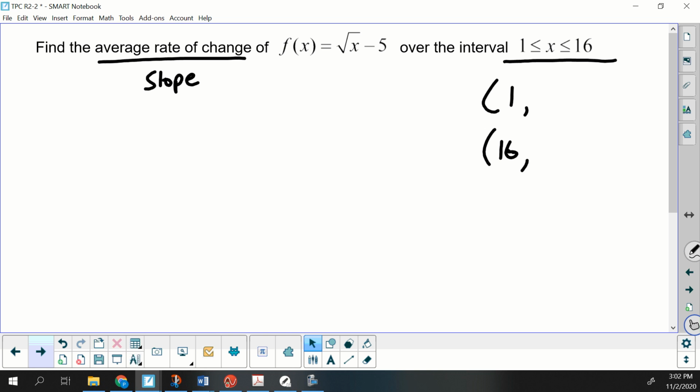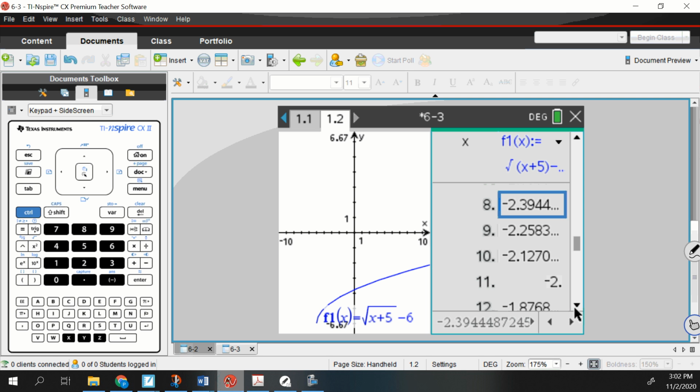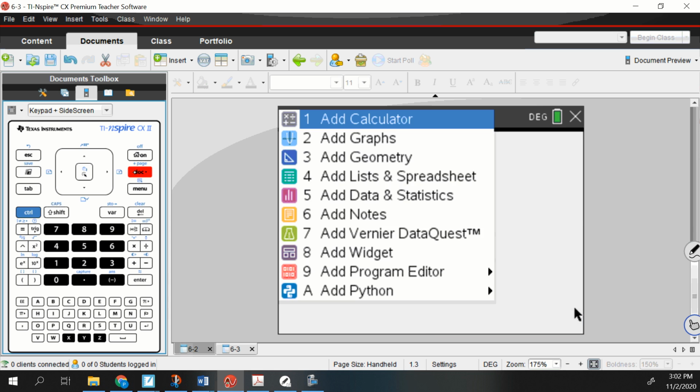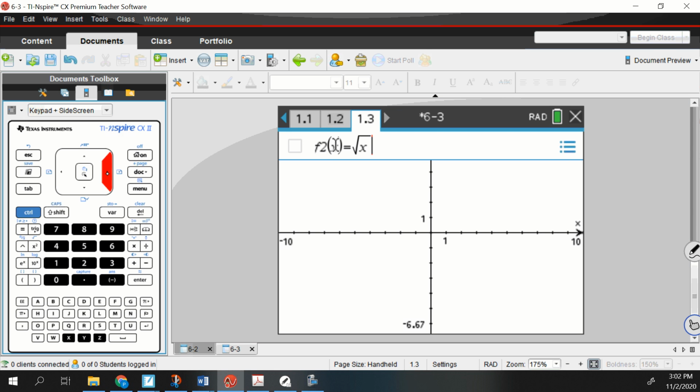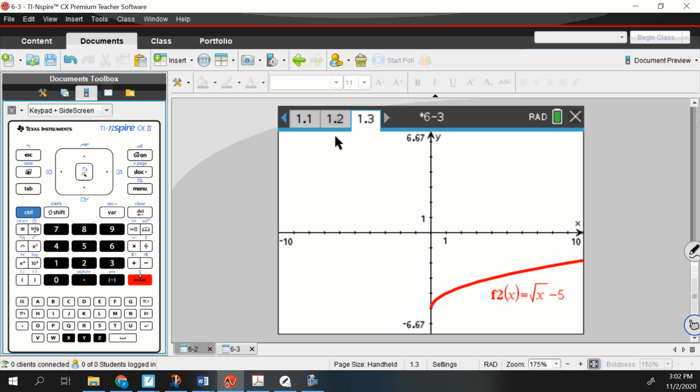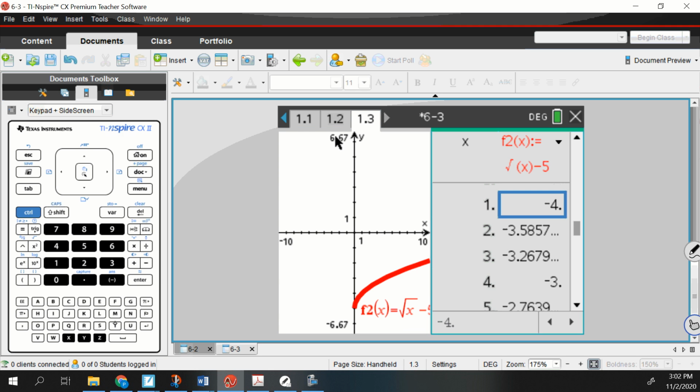So we need to do square root of x and then a minus 5 afterwards. So if we go to our calculator, we'll add a new graphs page. We'll do square root of x, hit the right arrow, and then minus 5. And we were looking for 1 and 16. So we'll do Control T. At 1, we've got negative 4.